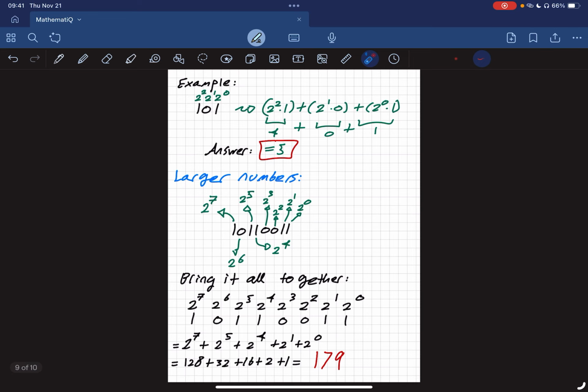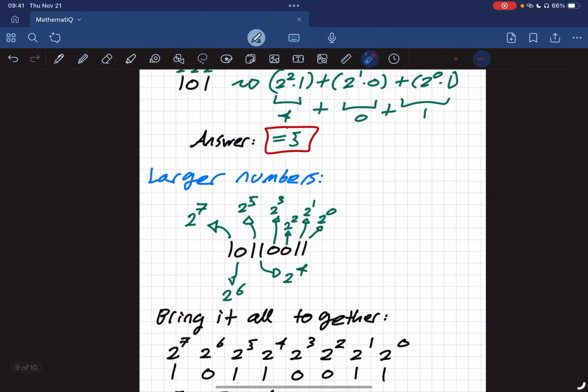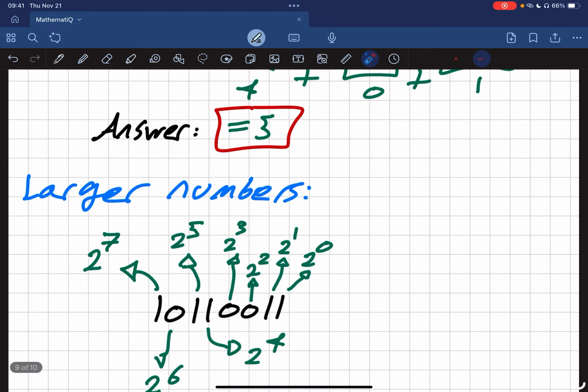So one more example, actually two more examples. We'll start with a smaller number for this one, and then we'll go to a bigger number. So once again, you just write the number down right here, 101. You put the weights up on top, and then you multiply. So you get 2 to the 2 times 1, 2 to the 1 times 0, 2 to the 0 times 1. You get 4, 0, and 1. You add them, 4 plus 0 plus 1, and you get 5. Okay? Nice and easy.